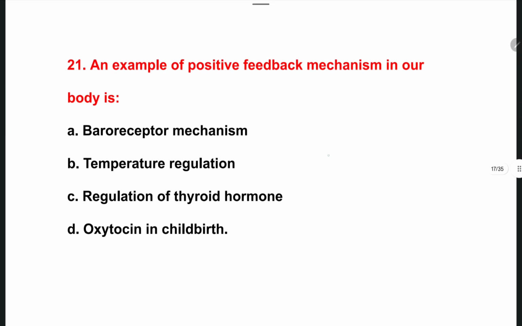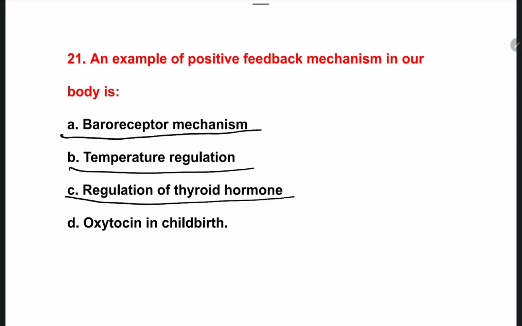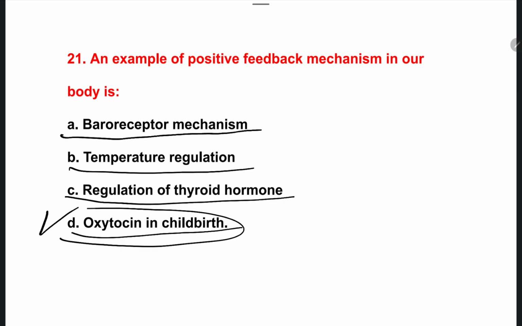The next one is, an example of a positive feedback mechanism in our body is. Options are baroreceptor mechanism, temperature regulation, regulation of the thyroid hormone, oxytocin in childbirth. So the right one is option D, oxytocin in childbirth. It is nothing but a positive feedback mechanism.